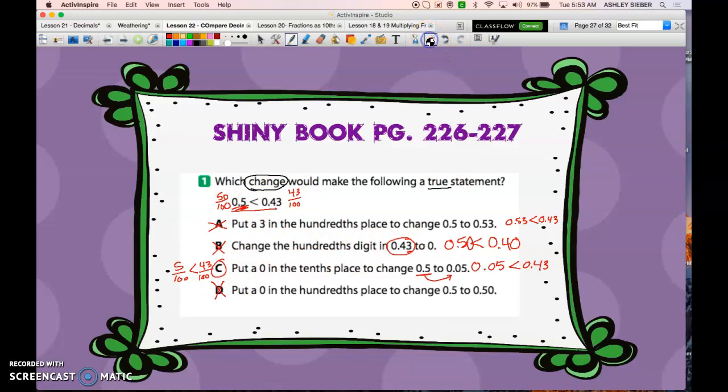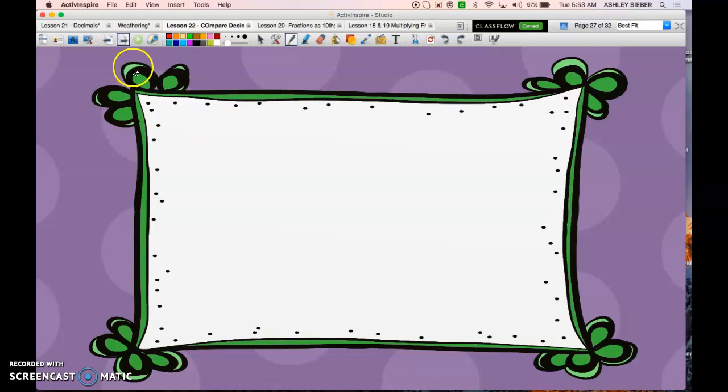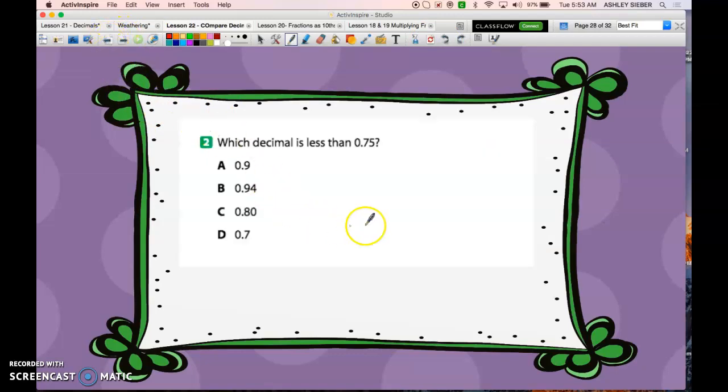There's one like this on your quiz. All right, which decimal is less than 0 and 75/100? You solve that one. Pause the video, come back to check your answer. Okay, again, on your quiz, you're going to get extra credit points for showing your thinking.